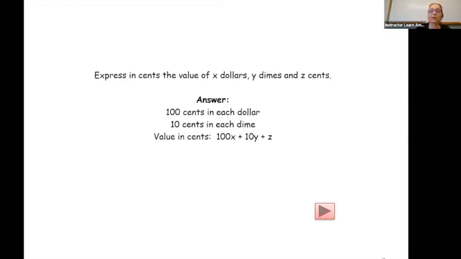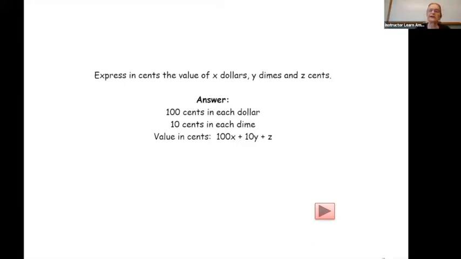You can multiply the Y dimes by 10, which is the number of cents in Y dimes, and then add the Z cents. This puts everything in terms of cents. So we have 100X for the value of the dollars, 10Y for the value of the dimes, and Z for the value of the cents. Then you add them all up.